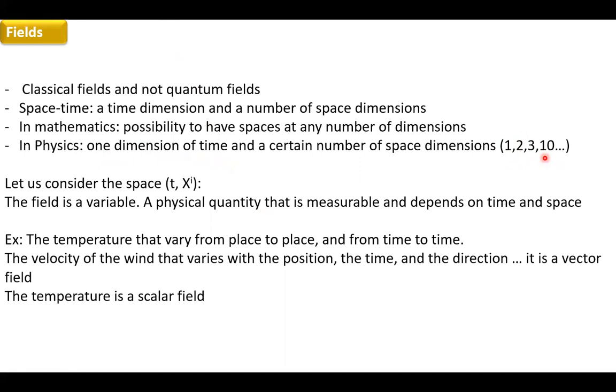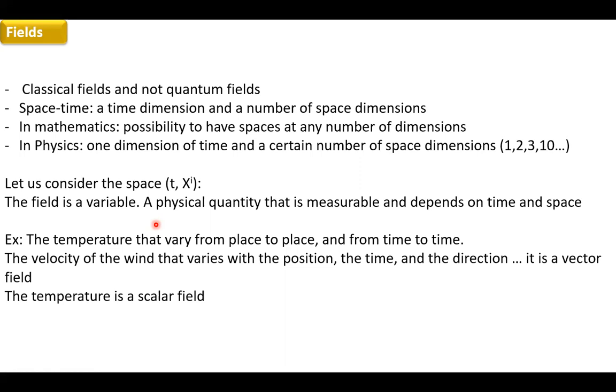So we will consider a space-time with a dimension t, of course, and a certain number of x's: x1, x2, and so on, any number of dimensions of space. The field in this space-time is a certain variable. We are talking about any physical quantity that is measurable and that depends on time and on space. The field is just a variable physical quantity that we are observing and measuring in the considered space-time. This physical quantity is called the field.